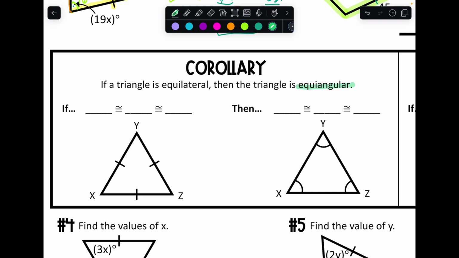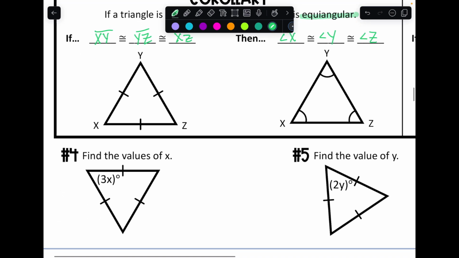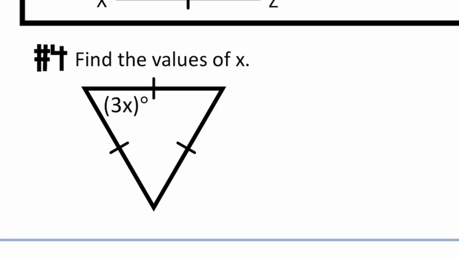So what that means is if I know that segment XY is congruent to segment YZ, which is congruent to segment XZ, then I can assume that angle X is congruent to angle Y, which is also congruent to angle Z. All right, so let's go ahead and look at the bottom. So it says to find the values of X.